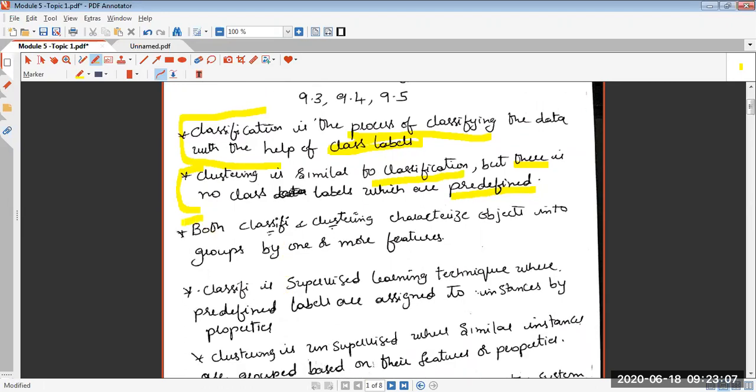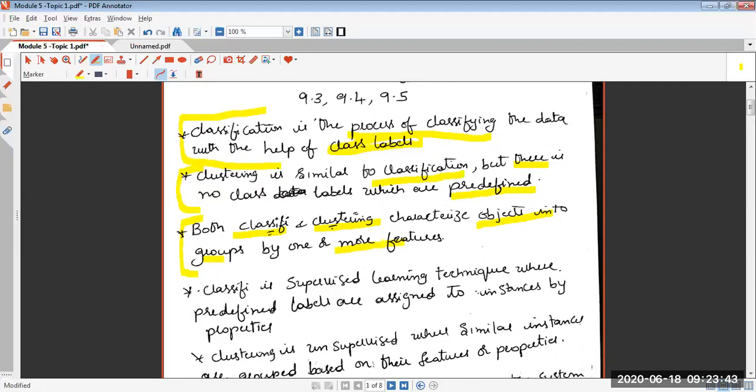In the third point, you can see the similarity. Both classification that we had seen in module 4 and clustering that we are exploring in module 5 have one thing in common. What is it? They group the objects based on features. Each and every data object, each and every record in a database will be taken, and based on the attributes, we will decide to which group it should go and sit. That is a common ground between classification and clustering.